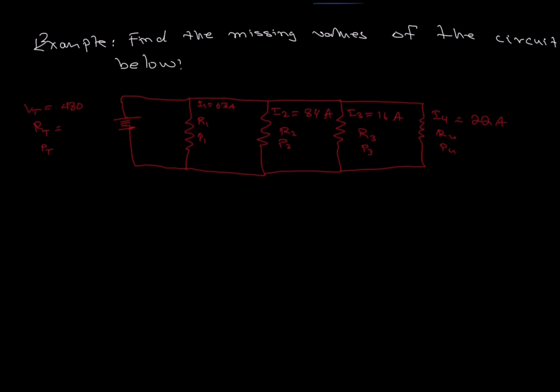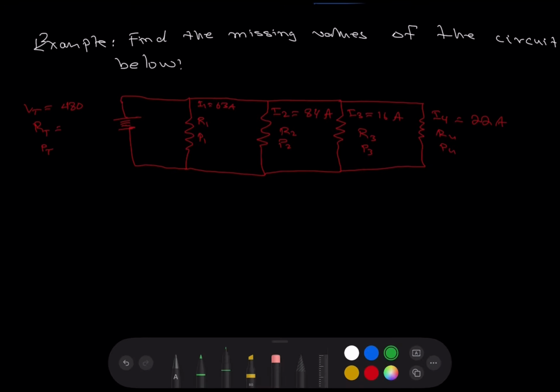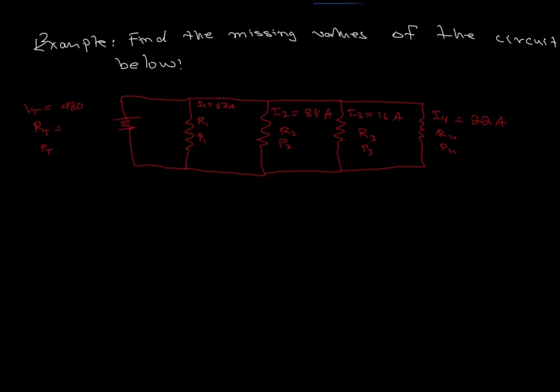Okay, very final example. Find the missing values of the circuit below. Total voltage is given. I1, I2, I3, I4 are given. And now we have to find, let's get the green because it's the final example, IT. We can find IT here because all the current is given in the circuit. I1 plus I2 plus I3 plus I4.